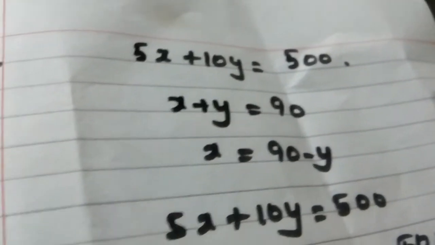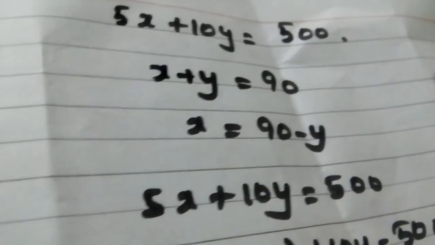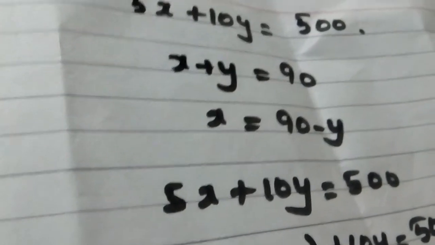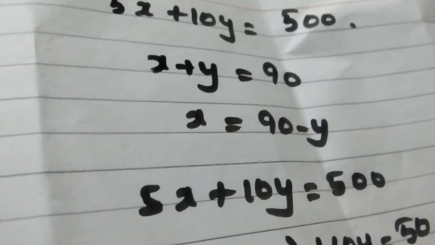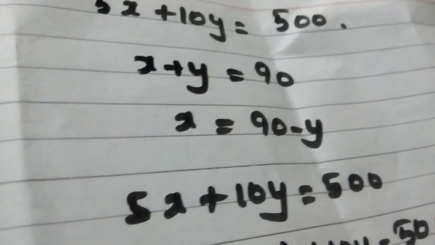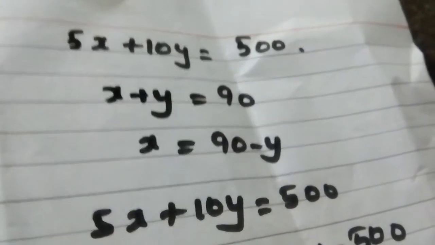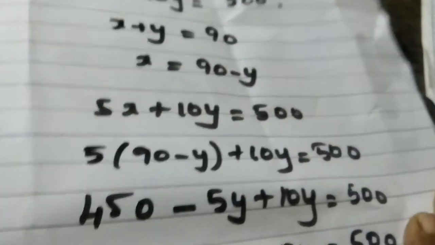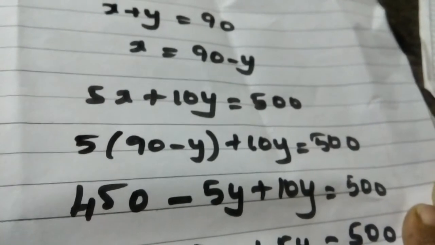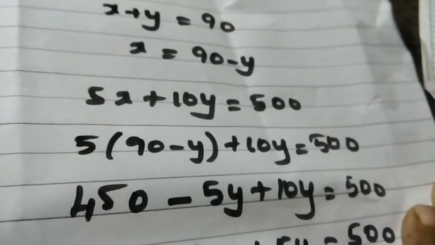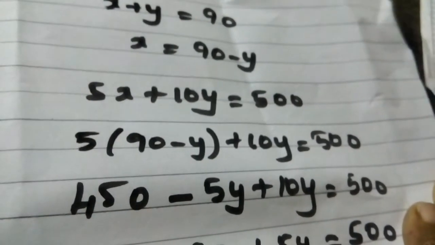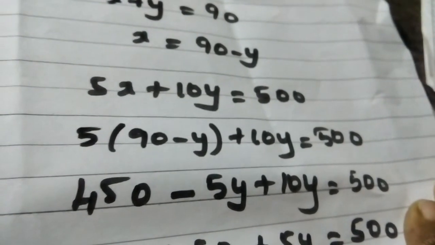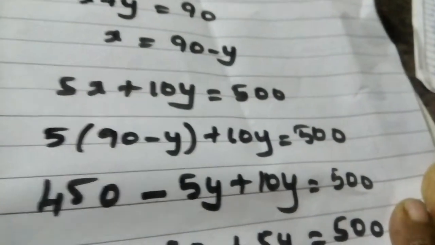Now by the substitution method, that means you have two equations now. So what I am going to do is, x plus y is equal to 90, so x is 90 minus y. That I am going to substitute in the other equation, 5x plus 10y, which is equal to 500. Is it clear? So when you substitute x equal to 90 minus y, you will be getting 5 into 90 is 450. So 450 minus 5y plus 10y is equal to 500.